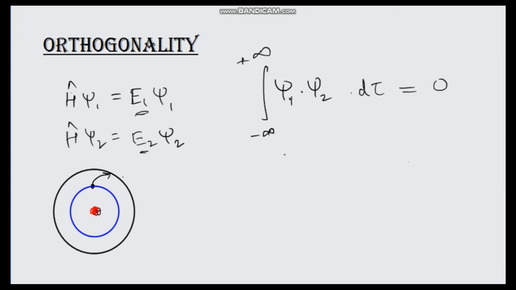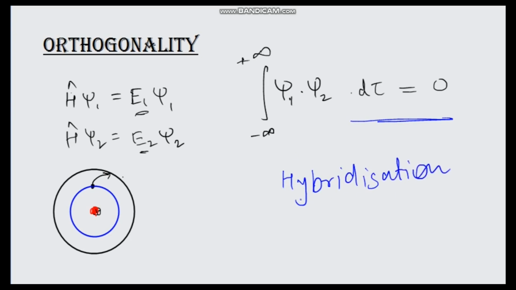This is a very useful property that you will see in hybridization. When we get to hybridization, you can check that video out on my other channel. Anyway, this is a very important property, and it is possessed by Hermitian operators. So Hermitian operators are orthogonal. It means the wave functions are orthogonal to each other.